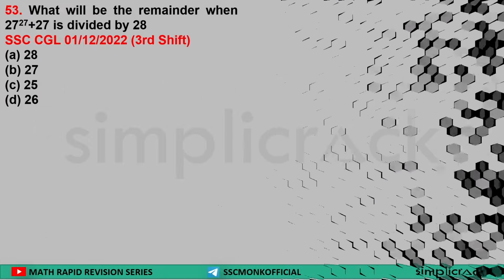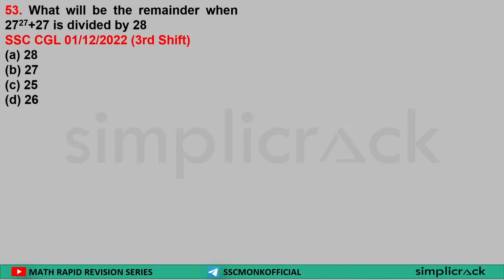Next. What will be the remainder when 27 to the power 27 plus 27 is divided by 28? Now in most of the cases, you guys will be doing what? 27 to the power 27 plus 27 is equal to 27 to the power 28. You will do this. That is for sure. You get the idea what I'm saying?